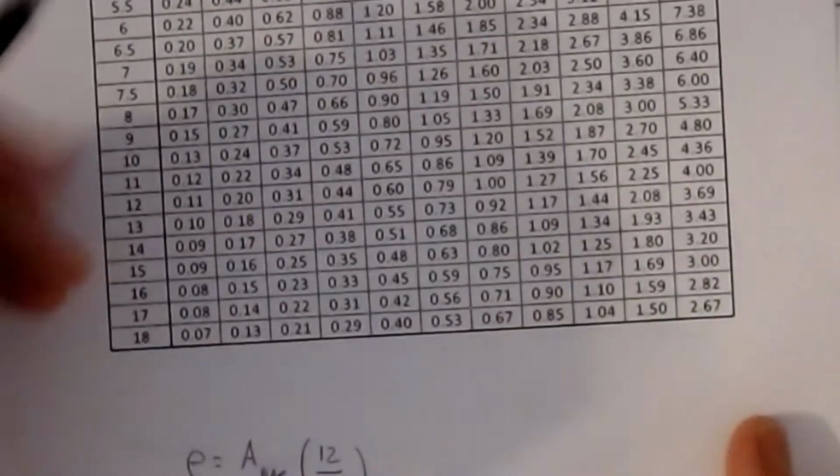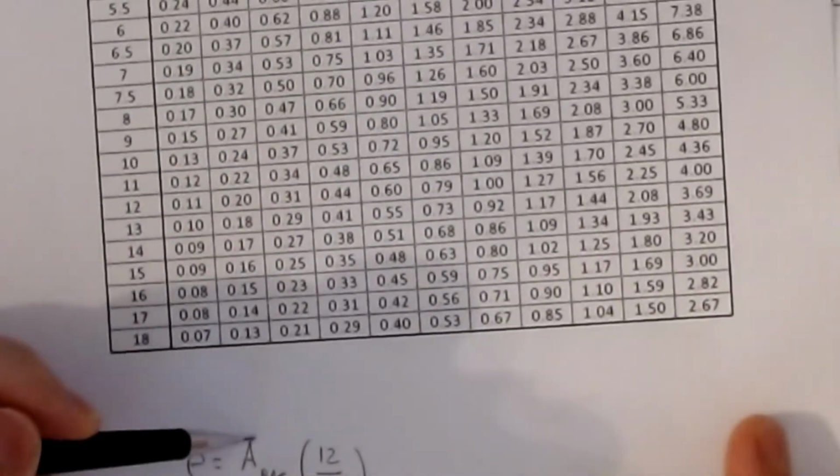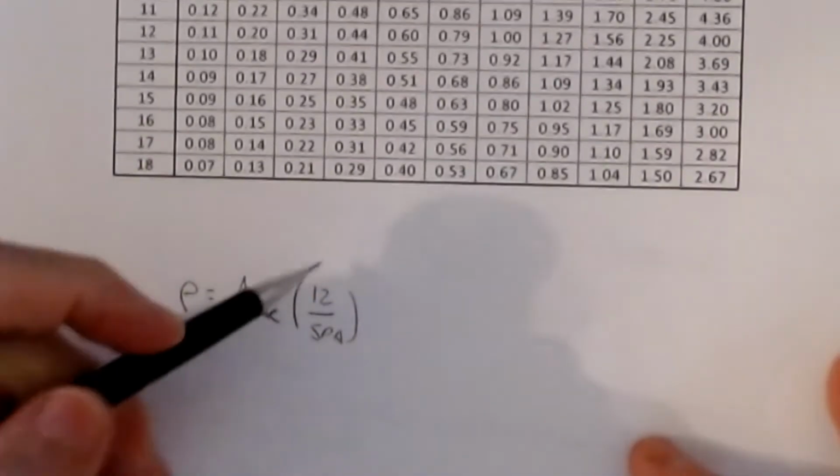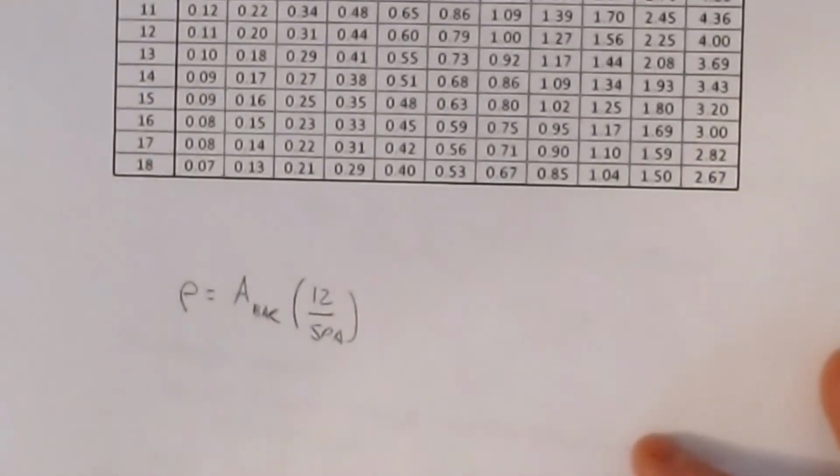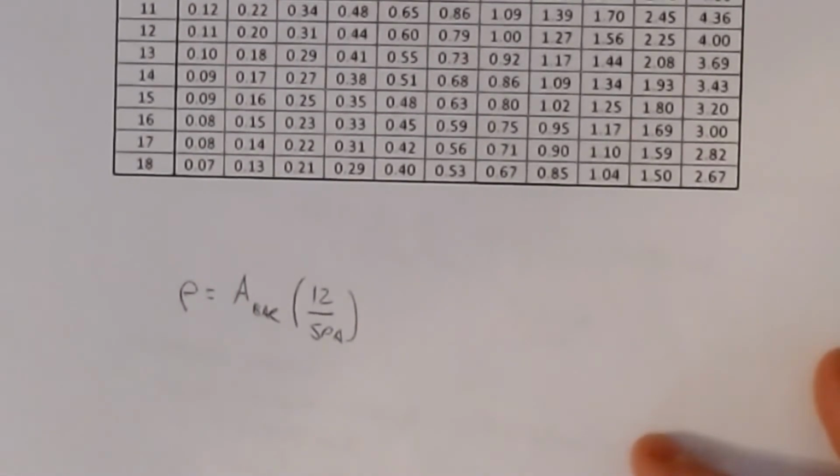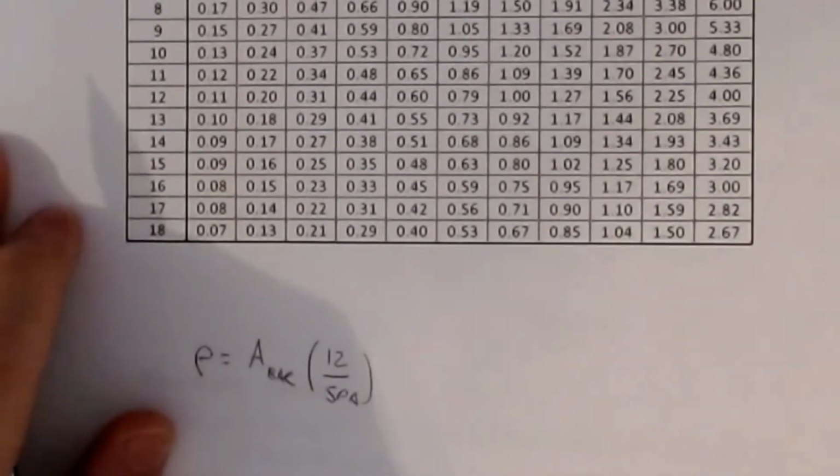So for all the different bars I plugged in 0.11 for number 3, 0.2 for number 4, and so on, and then I multiplied that by 12 and divided by the spacing. That gets me the reinforcement ratio that we're looking for, and we'll use this when we do the design example in a moment.